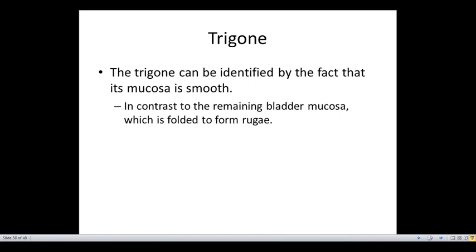The trigone can be identified by the fact that its mucosa is smooth, in contrast to the remaining bladder mucosa, which is folded to form rugae.